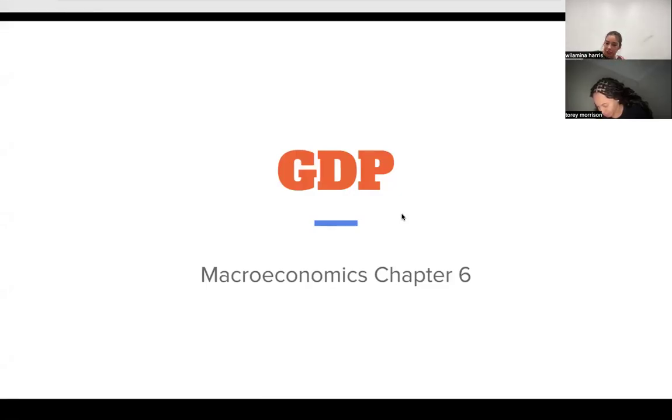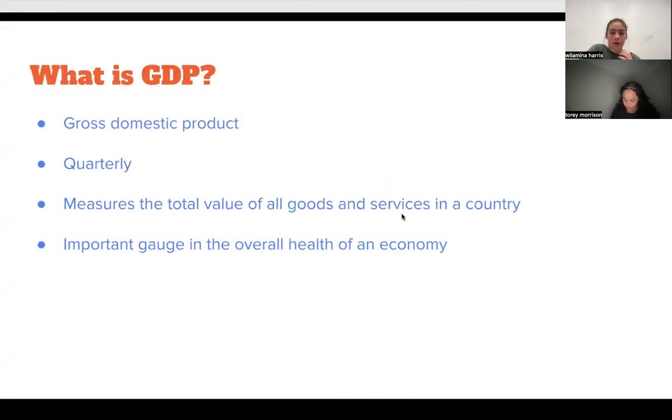Okay, so GDP. GDP stands for gross domestic product, and it is measured quarterly. It's the total value of goods and services in the country, and it also is a really important gauge on the overall health of an economy.